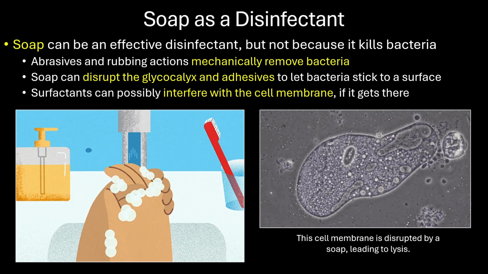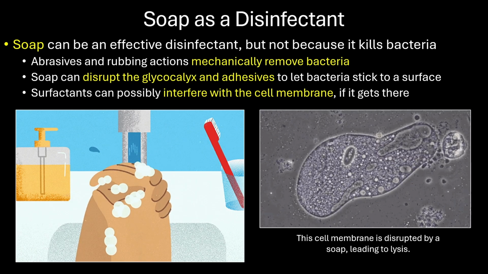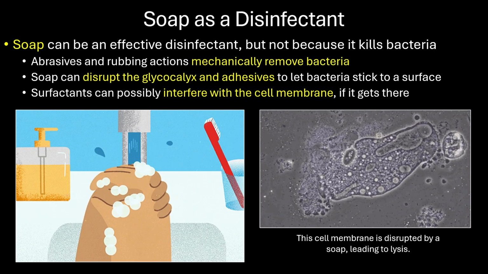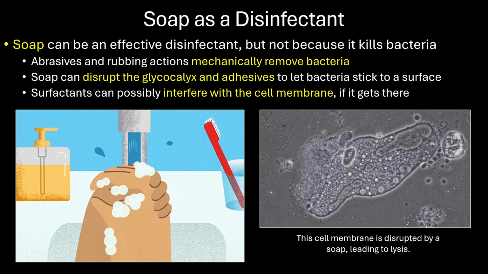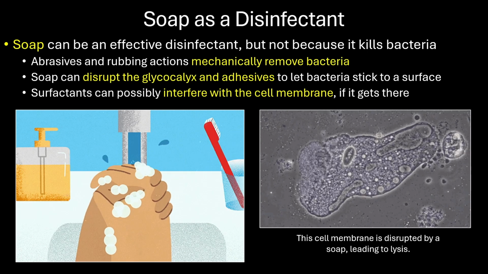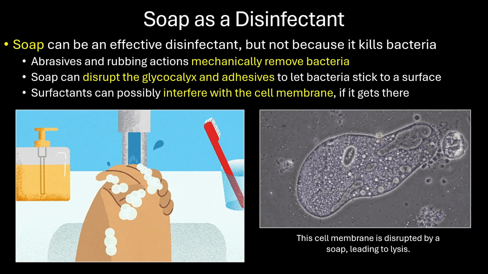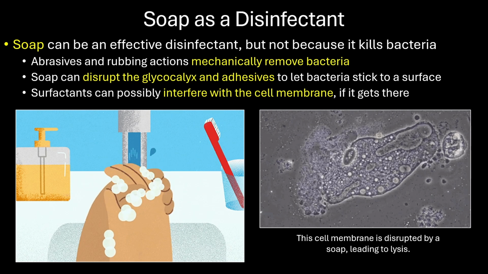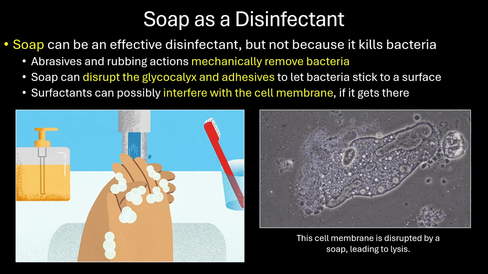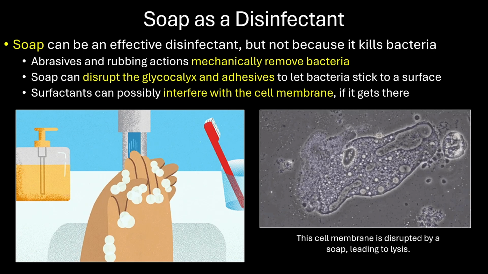Then, of course, we have soap. Washing our hands and washing surfaces mechanically. Soap can be a very effective disinfectant, but not necessarily because it's killing bacteria. Soap is an abrasive, and this abrasive and rubbing action that we use when we rub our hands together can help mechanically remove bacteria. Soap also can help disrupt the glycocalyx and the adhesives that bacteria use to stick to a surface like your hands.